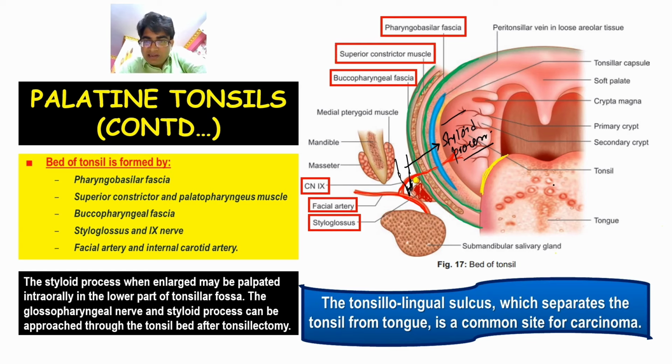the tongue, and that is the tonsillolingual sulcus. This tonsillolingual sulcus is very much important because this is mostly a very common site for the cancer. Correct? So this is a hidden site for carcinoma. Okay.